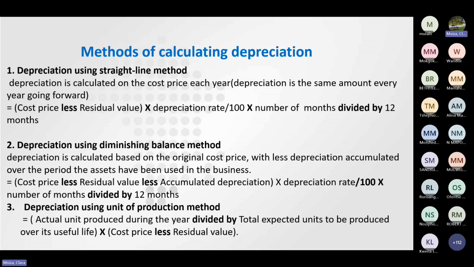But when you use diminishing balance, they tell you that this asset is 100,000, zero residual value, and it's 20%. What will be the depreciation in year one using the diminishing balance method? Cost price is 100,000, residual value is zero for year one. Please post on the chat.